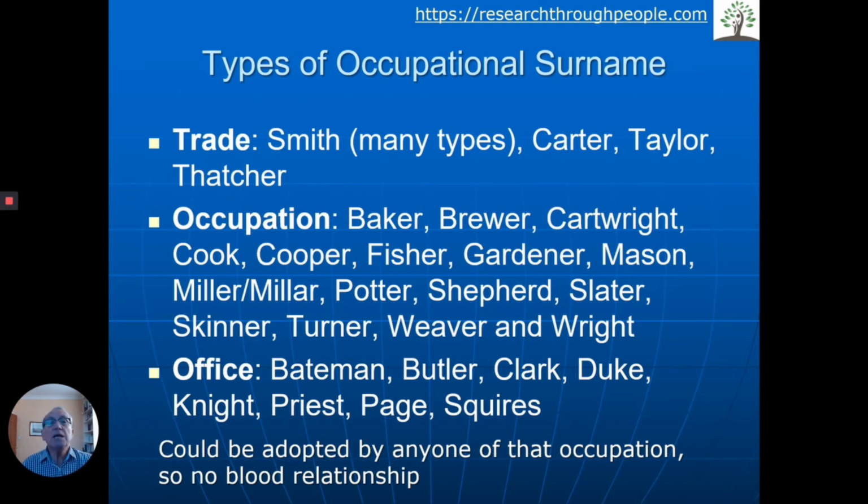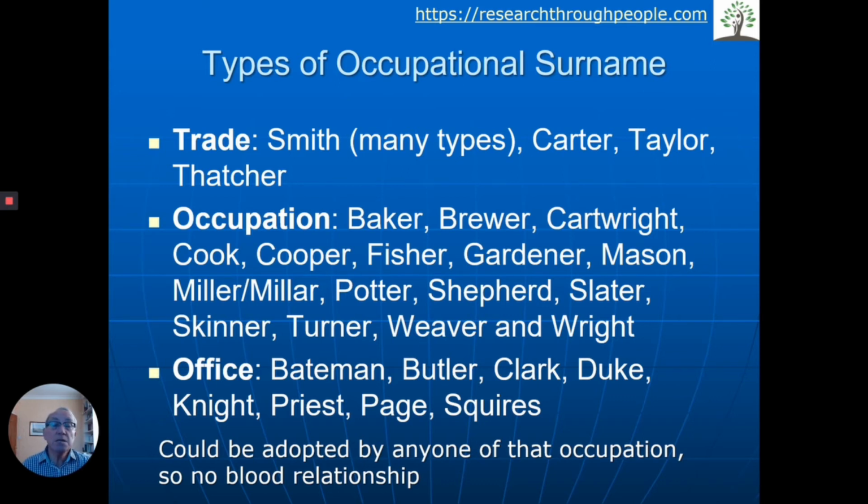And then office, slightly different, but particularly for people who worked perhaps for the lord of the manor or as servants of some sort. Bateman was the man of Bartholomew. Obviously butler means what it says, page. They might have a particular role, like obviously duke or priest or bishop or knight. Squires worked for the squire. So you can understand very quickly the basis of occupational surnames.